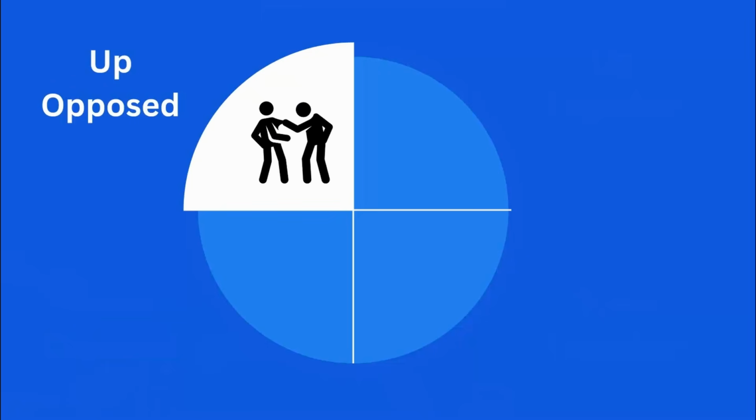In the up opposed position, you are in the attacking position. You're confrontational and aggressive. And you might say something like, "You're terrible at presentations. Of course I don't want to do it with you." So how do you apply this?